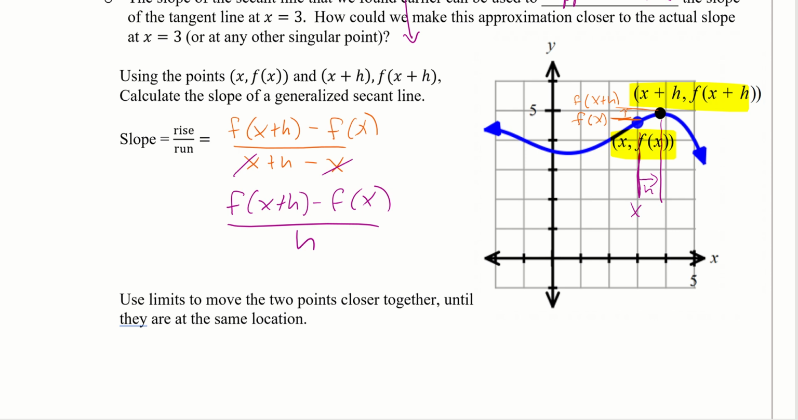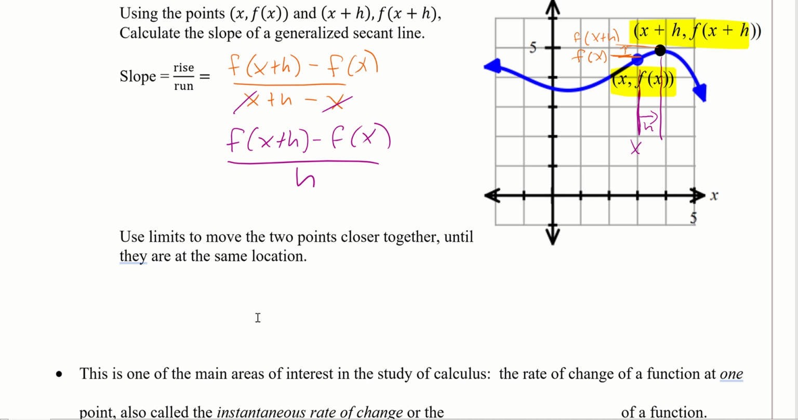And so what that's going to give us is a slope between those 2 points there, right? It says use limits to move the 2 points closer until they are at the same location. So we're going to use this idea right here, but I want to limit it so this h value is as close as possible. I want to move this line over, and over, until it's as close as possible, or the distance between them would be 0.